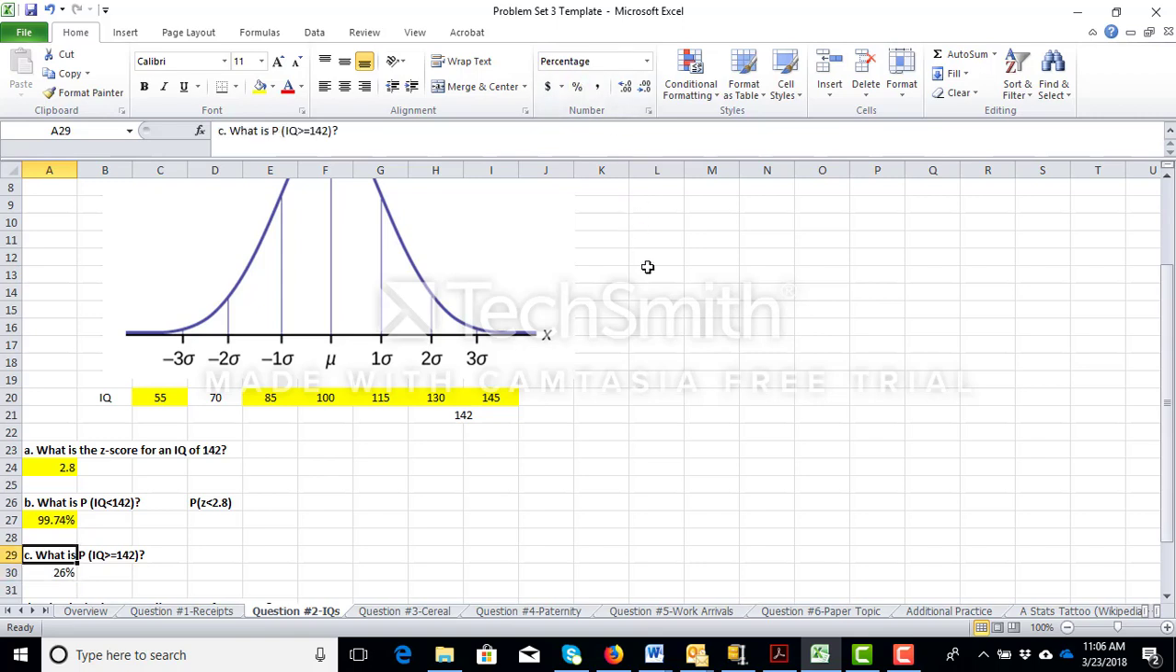Whoa, that's a mistake. What did I do wrong? 100 minus point. Give me a minute here. Equals 1 minus.